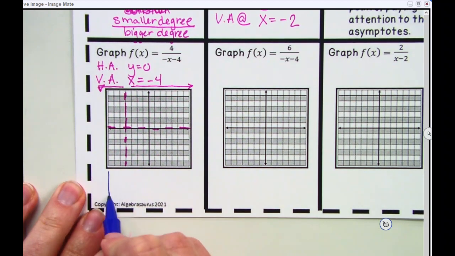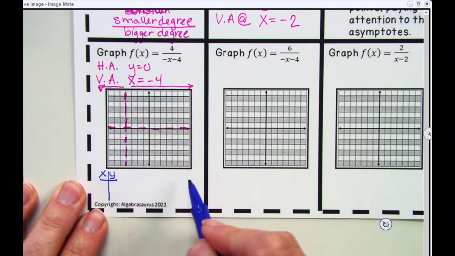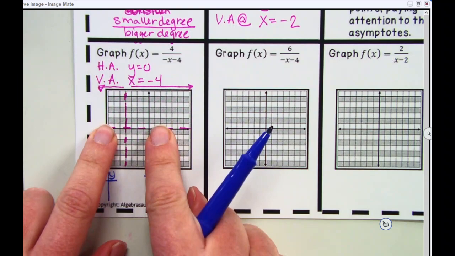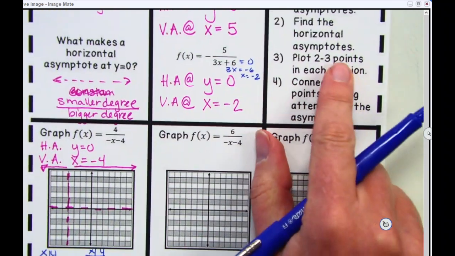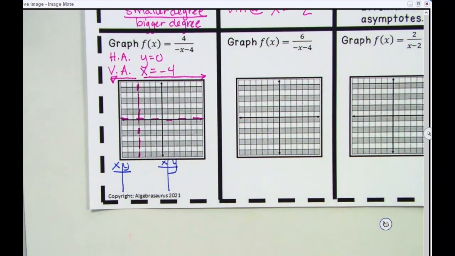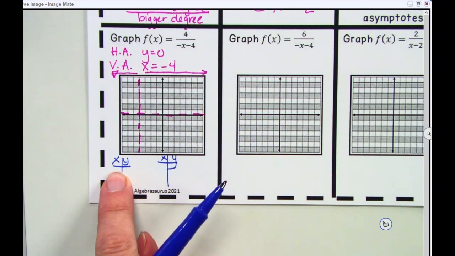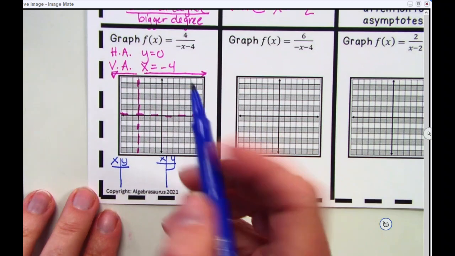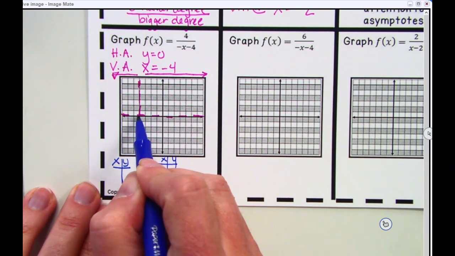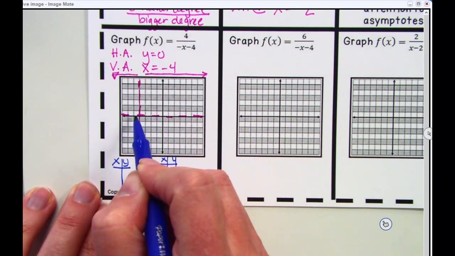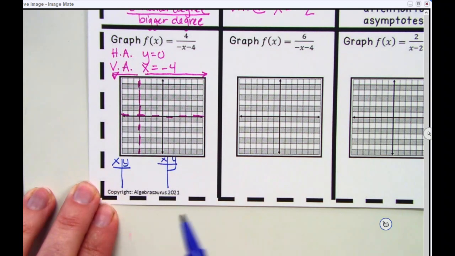So what I'm going to do is plot points in both sections of my graph, on the left and on the right. Plot 2 to 3 points in each section. We are just going to plot points by creating a table. You might get ugly values. Do you remember how to plot ugly values in ALEKS? Remember there's that little square that you click and then you insert the point? Okay, so we need to pick x values that are to the left of your vertical asymptote. So if this was -4, maybe we're going to choose to plug in -5 and -6.